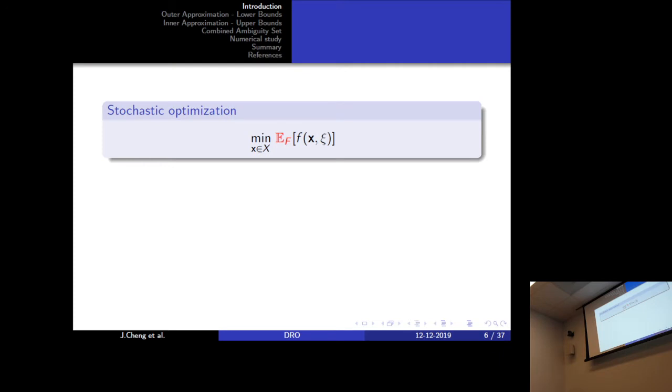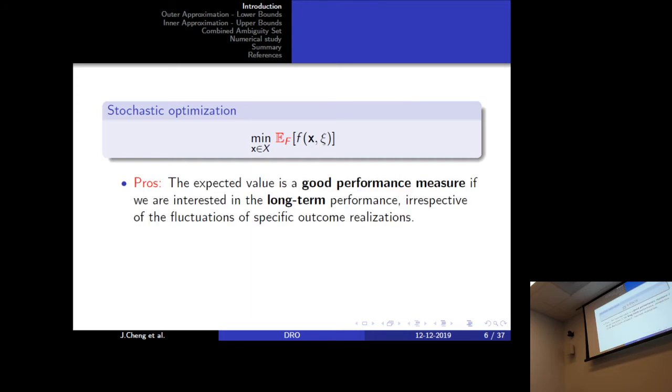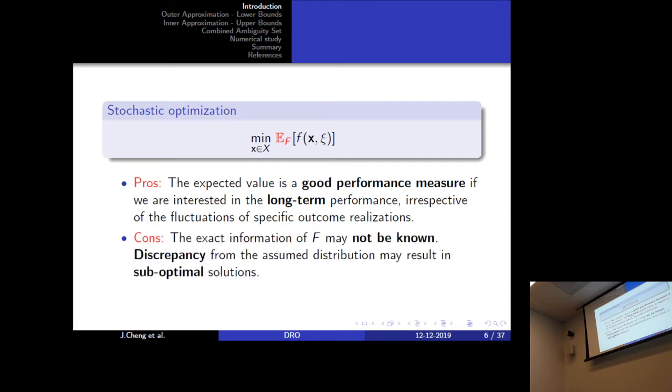Then the second one is called stochastic optimization. Stochastic optimization just considers the expectation of the objective function. That means if you know the information about F, then you can calculate the expectation. The good thing about this model is what? If you are interested in the long-term average performance, then this is a good model. But the bad thing is what? You need the exact information about distribution F, so that you can calculate the expectation.